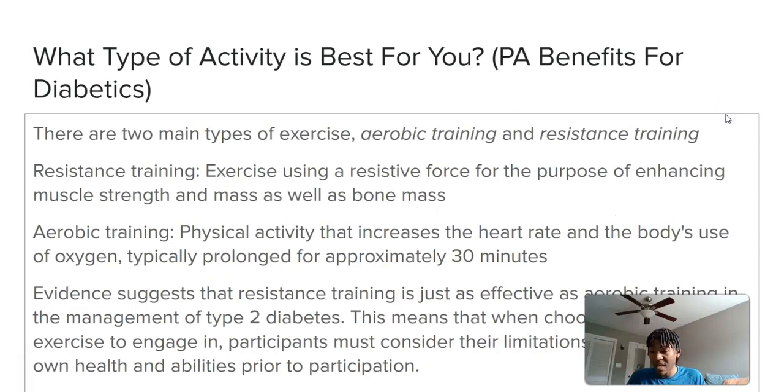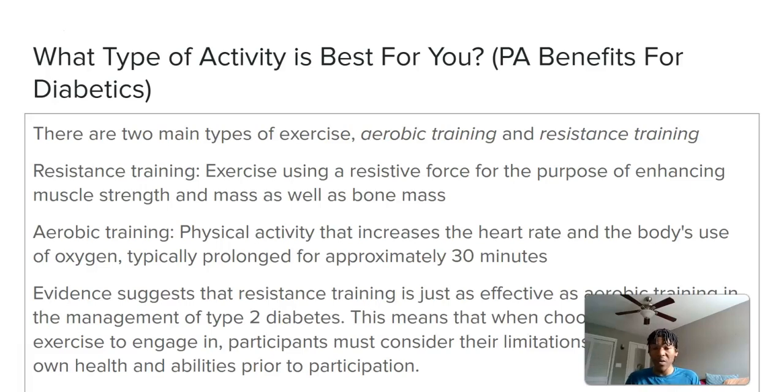So you might be asking after the last slide, what type of activity is best for you? There are two main types of exercise that we're going to talk about here: one being aerobic training, one being resistance training. Resistance training is defined as an exercise using a resistive force for the purpose of enhancing muscle strength and mass, as well as bone mass. So you get two benefits there, as well as some aesthetic benefits. And then we have aerobic training, which is physical activity that increases the heart rate and the body's use of oxygen, typically prolonged for about 30 minutes.